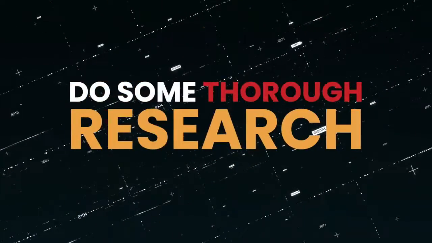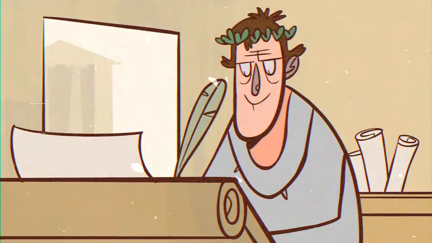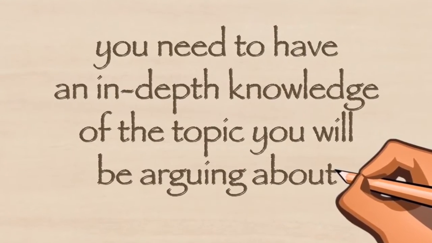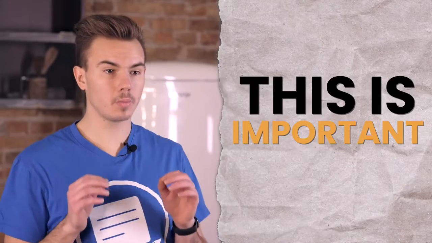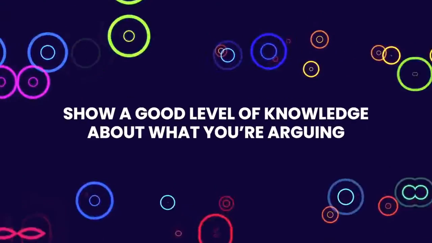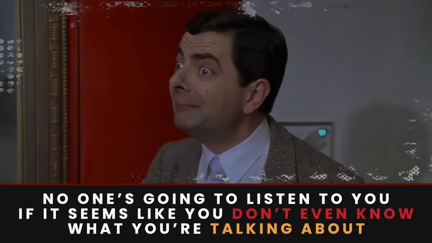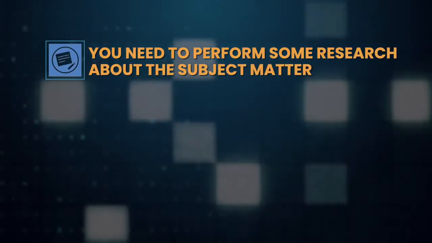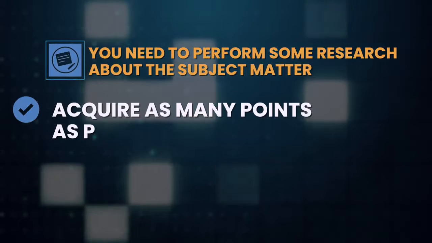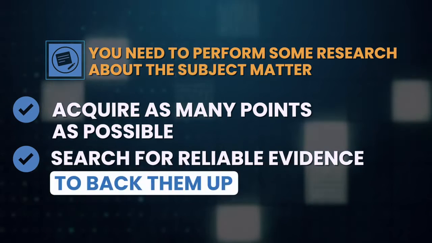Step 1. Do some thorough research. Before you begin to write an argumentative essay, you need to have an in-depth knowledge of the topic you will be arguing about. This is important because you'll be trying to convince people that you are right, and you need to show a good level of knowledge about what you're arguing. No one's going to listen to you if it seems like you don't even know what you're talking about. You need to perform some research about the subject matter so you can acquire as many points as possible and search for reliable evidence to back them up.